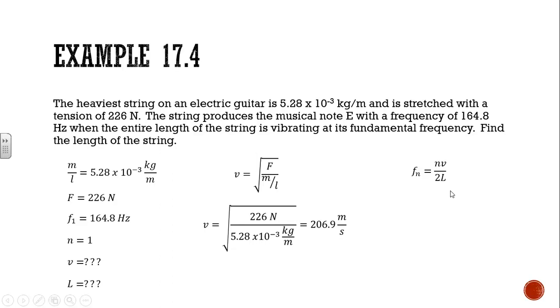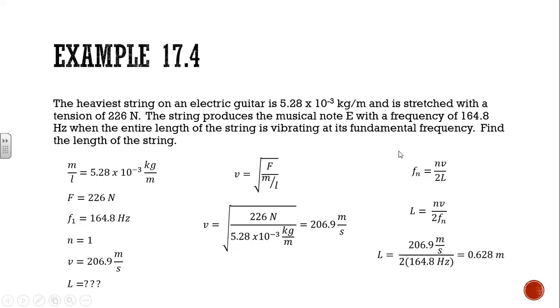First I'm going to calculate the speed of waves on the string, and the way I'm going to do that is just substitute those numbers, and I get 206.9 meters per second. Now I know everything in this right-hand equation except L, so I'm going to solve it for L. I multiply both sides by L, and then divide both sides by Fn. Now I have enough information to solve for L. Substitute in 1 times 206.9, divided by 2 times the fundamental frequency, 164.8. So I get 0.628 meters as the length of that string.